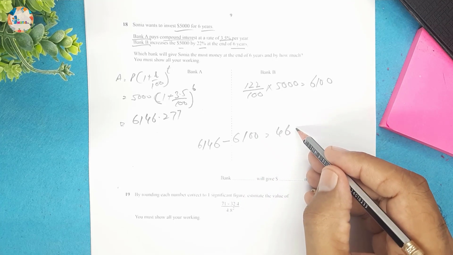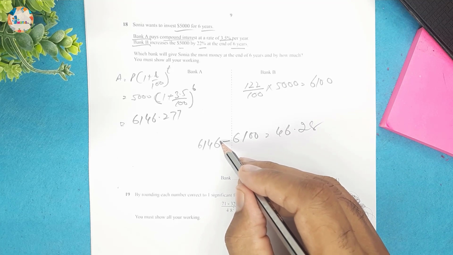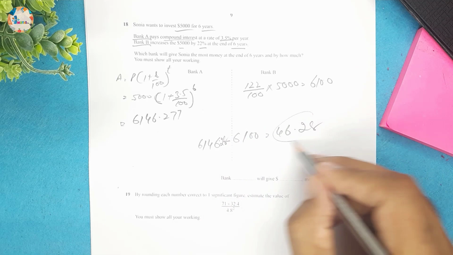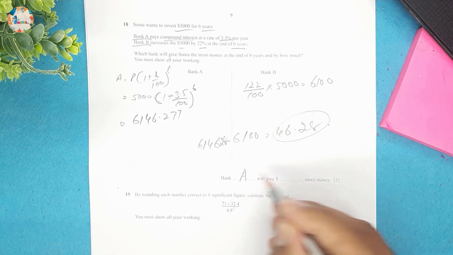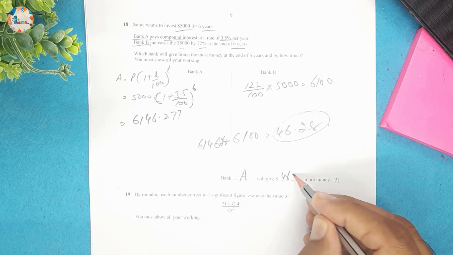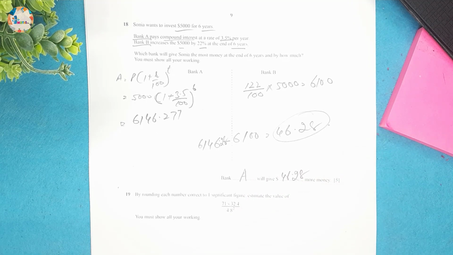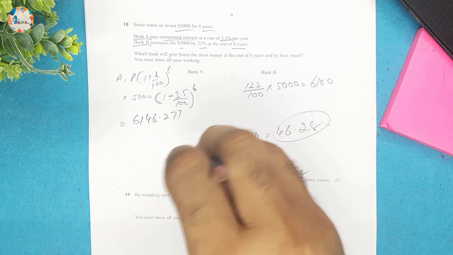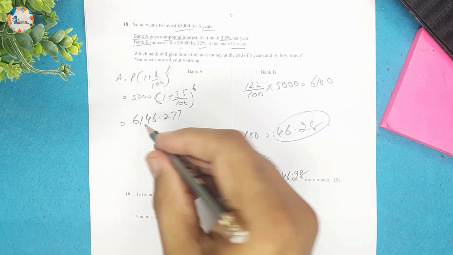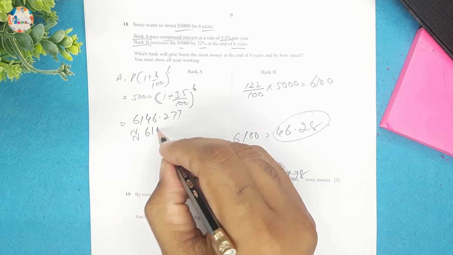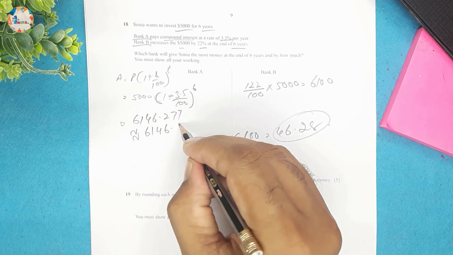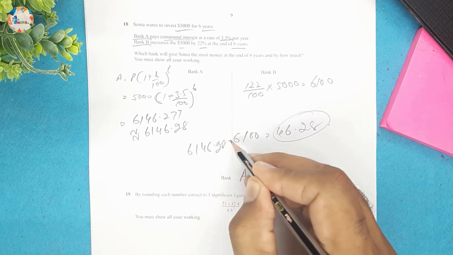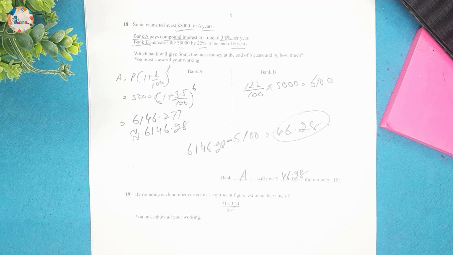So 46.28, minus this one. So this will be the amount. We can write Bank A will give 46.28 more money. Hopefully you understood. I can erase this for any confusion. Basically we can write here approximately 6146.28, and minus this. So we will be getting this answer.